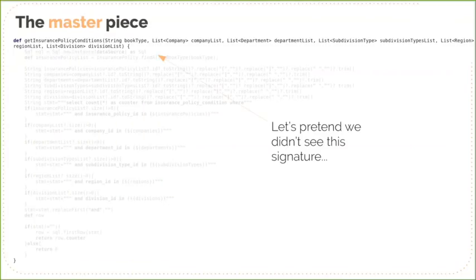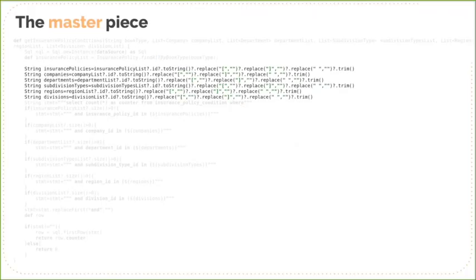So first, let's pretend that we didn't see this signature because it has 7 parameters. So maybe we can do this in another way. Then we have this code. It's the same code 6 times. So I'm going to zoom in on this line. Here we are using companies, subdivisions, regions, this kind of domain objects. Remember that I renamed everything, right? And this code is doing the same for all of them.